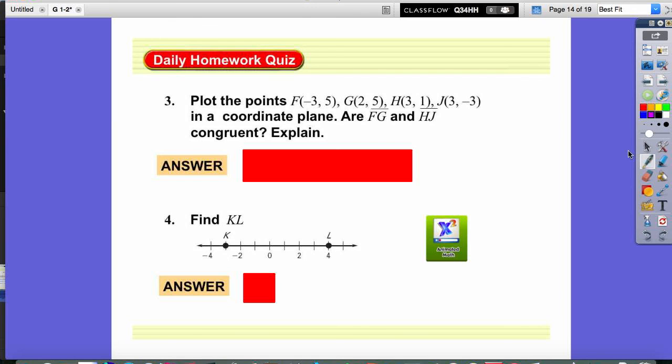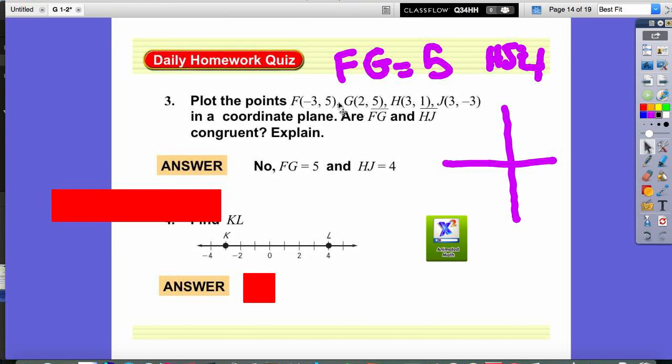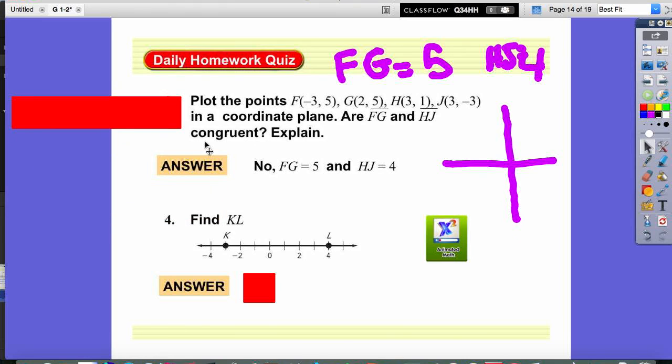Number 3, plot points, and we're going to see if FG and HJ are congruent. So for FG, I can see here that the Y values don't change. The X values go from -3 to 2. So FG is 5 units long. HJ, the X values don't change. From 1 to -3 is 4 units long. So they are not congruent because FG is 5 units and HJ is 4.